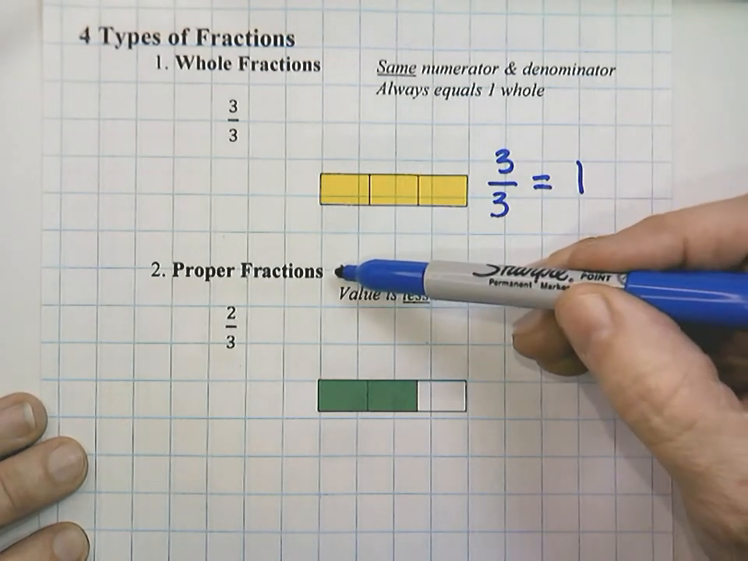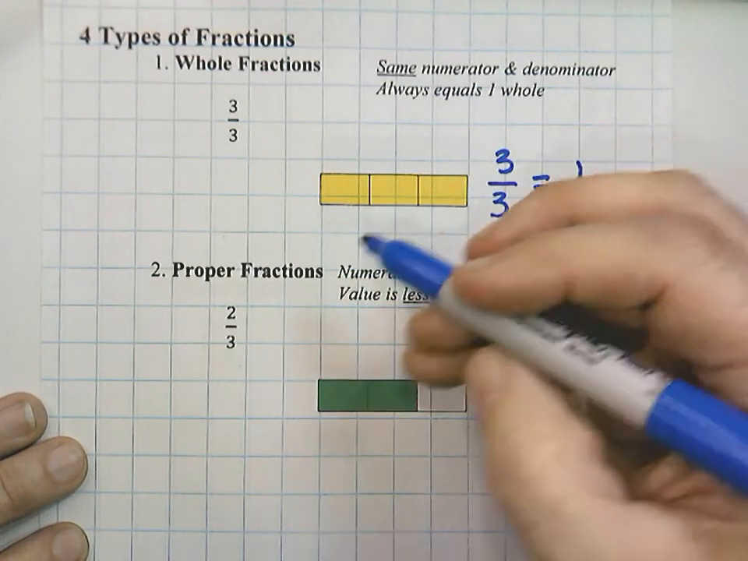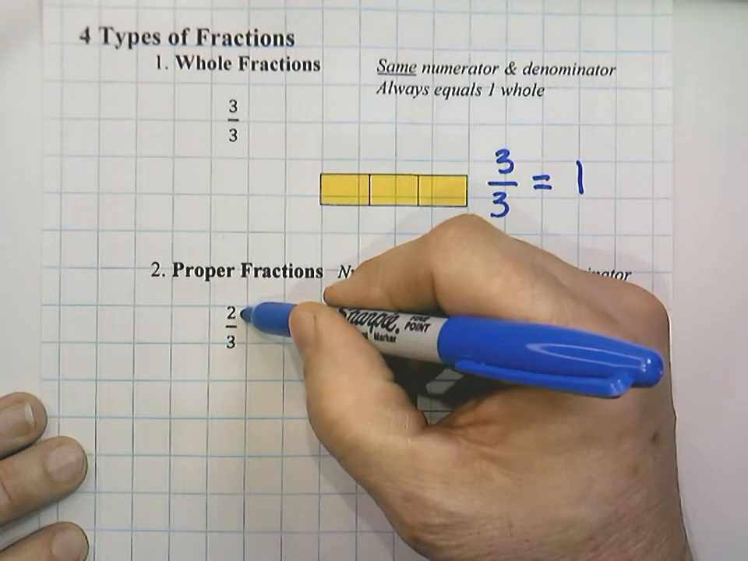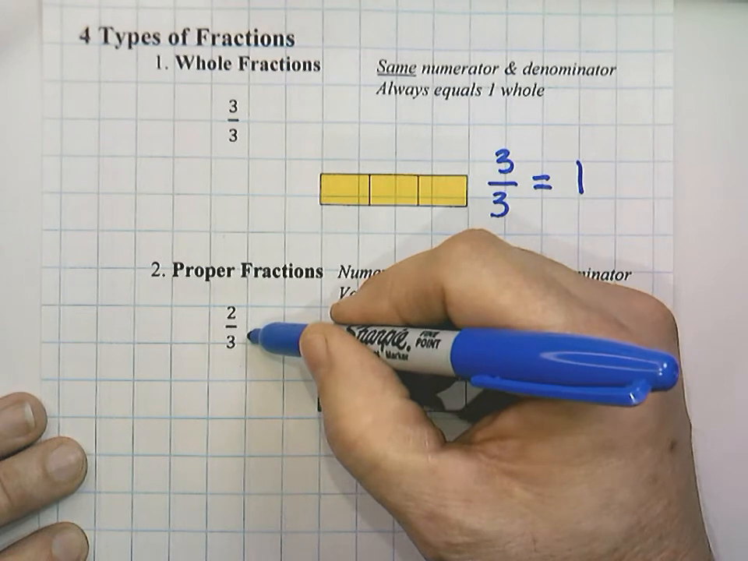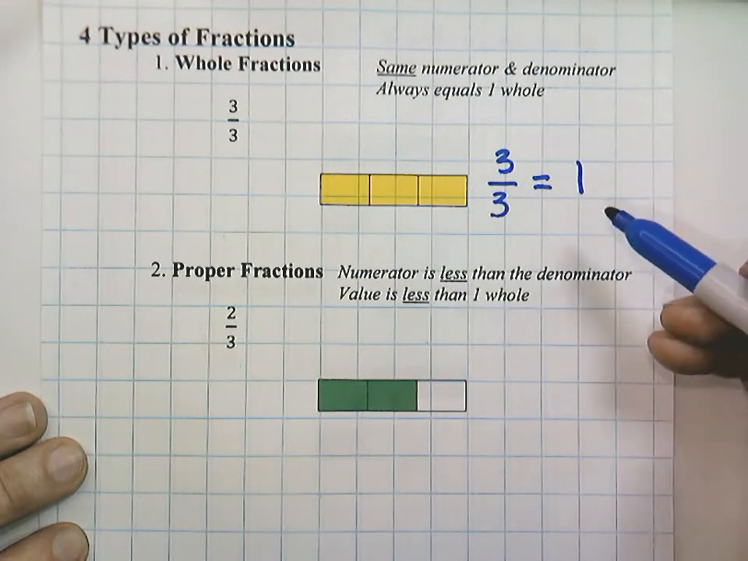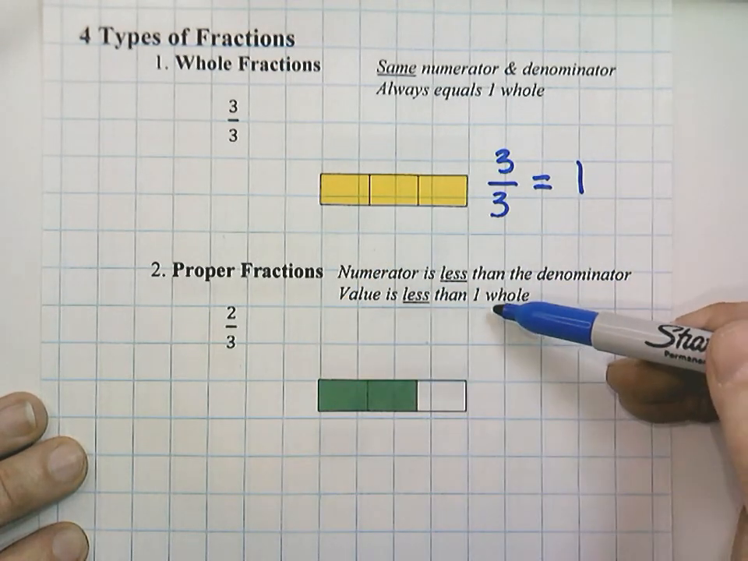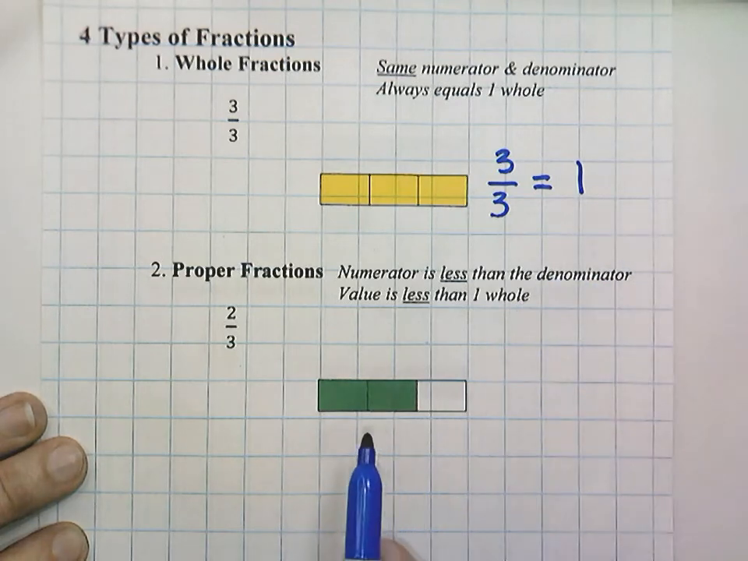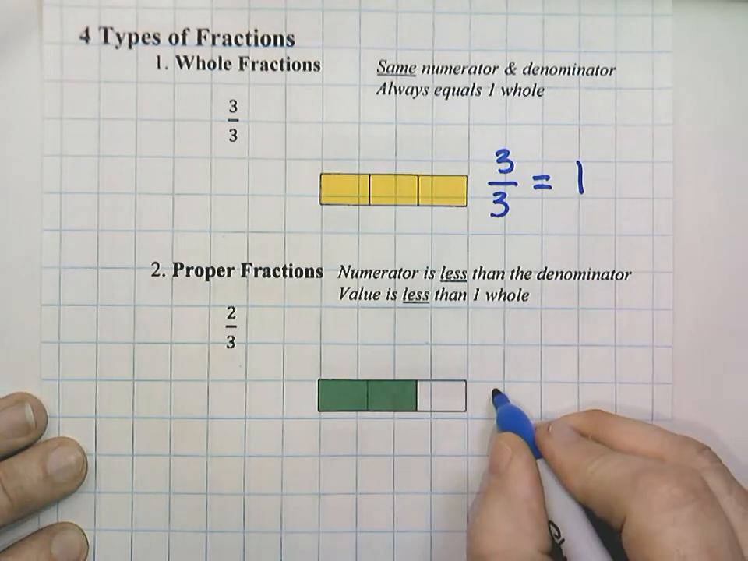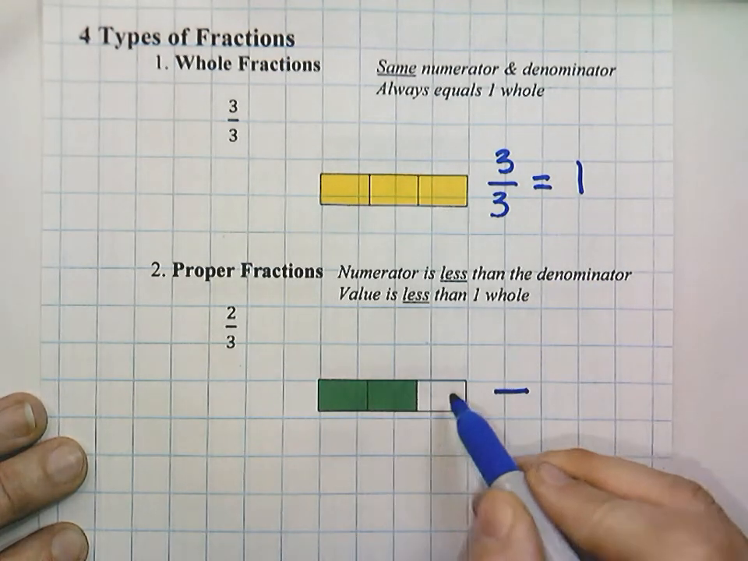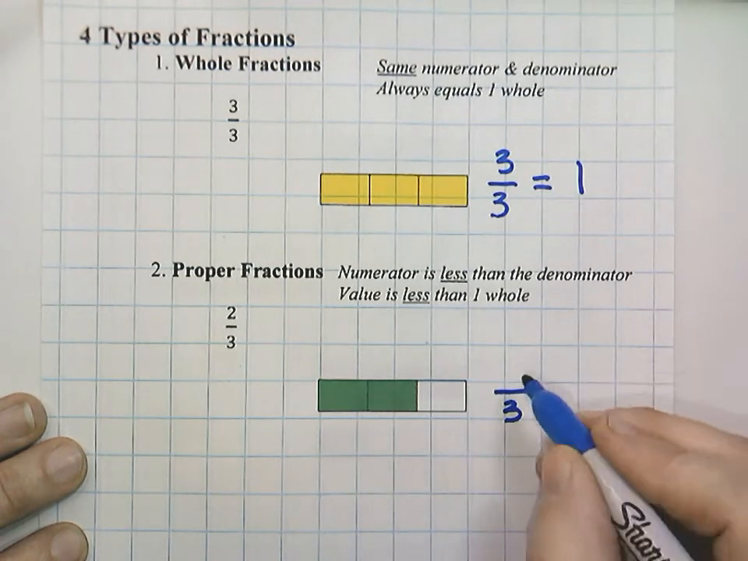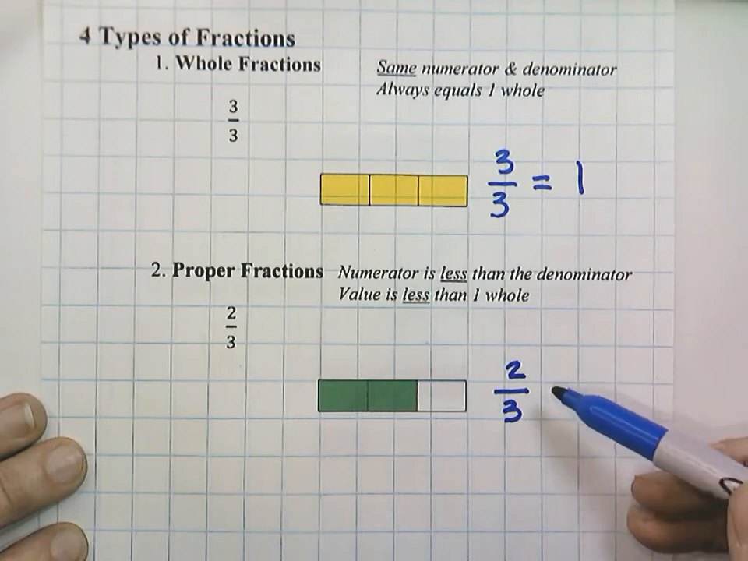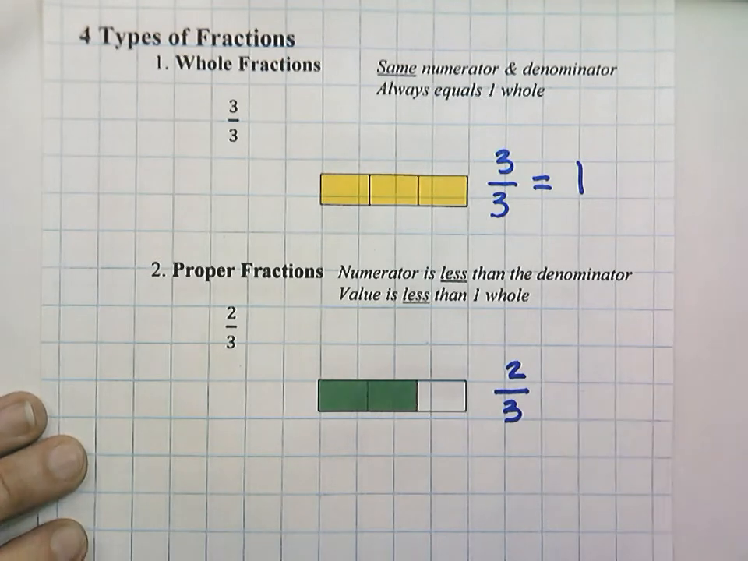A proper fraction is a fraction where the numerator on top is less than the denominator on the bottom. Here we have 2/3, and a proper fraction, the value is less than 1 whole. For example, here we have 1, 2, 3 total sections, but only 1, 2 are shaded green, which is less than the whole. So this is a proper fraction of 2/3.